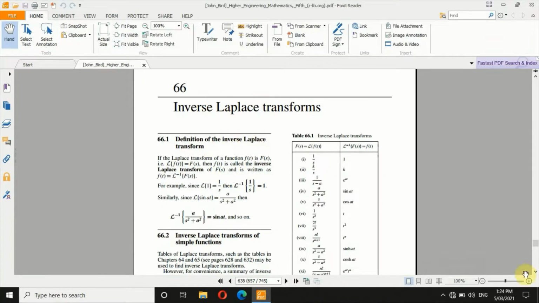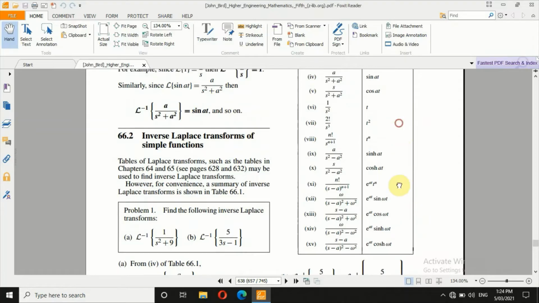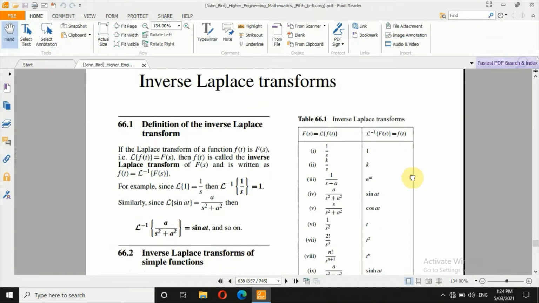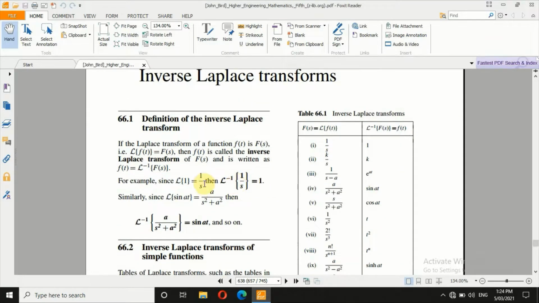As you can see on the board, we already have the information, because we know that the Laplace transform of 1 is 1 over x. Now the question is: what is the Laplace inverse of 1 over x? That is 1. Then look at section 66.1 of this textbook, which I'm going to use to guide you.